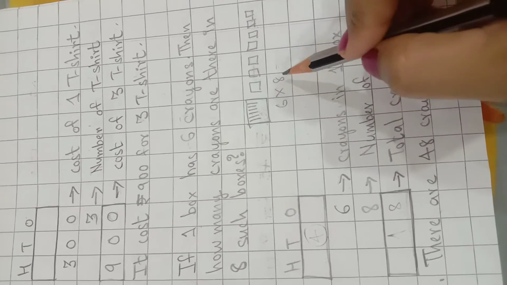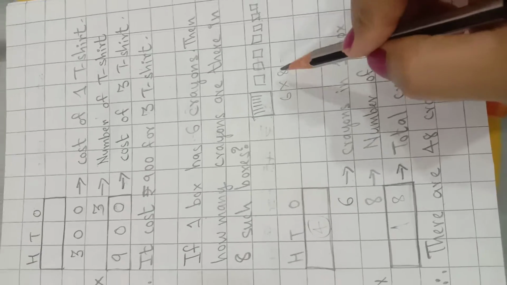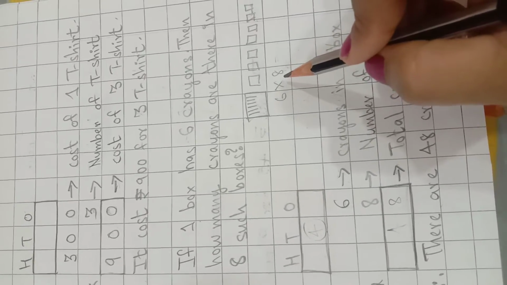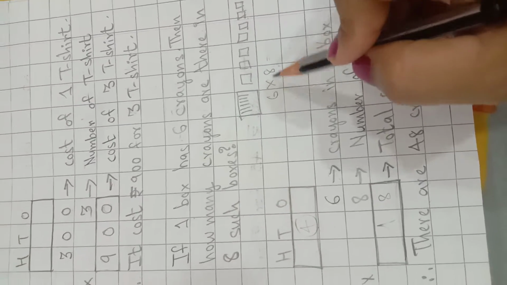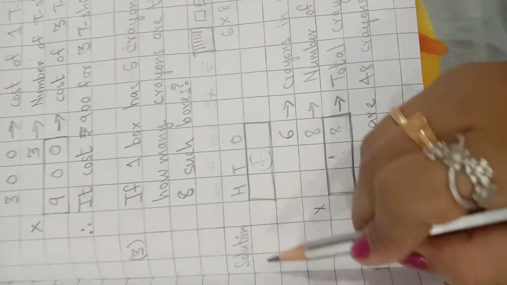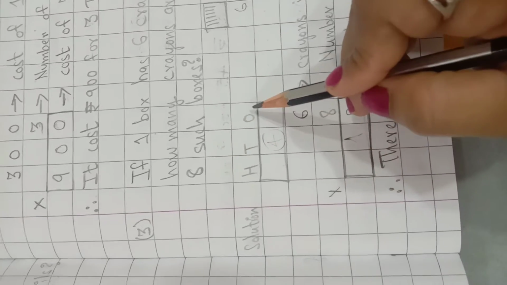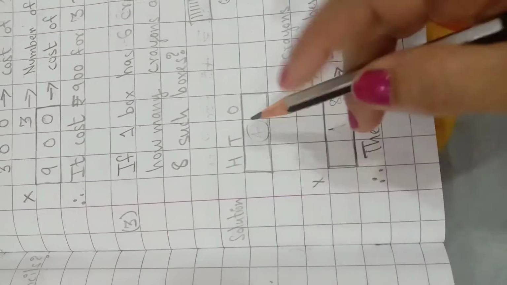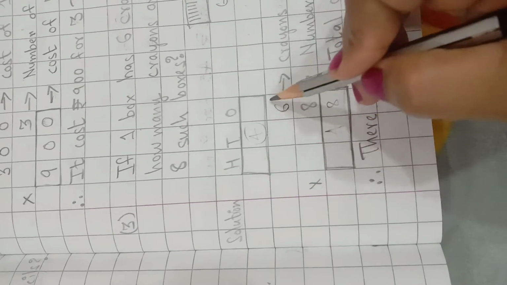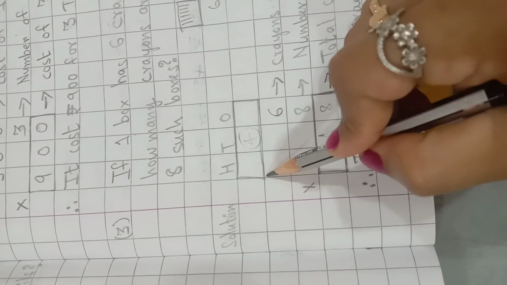Then we will get our answer easily. Okay. Now the definition for multiplication is repeated addition. So we will find out here what 6 eights are. Solution: first we will write here the multiplication ground, ones, tens, hundreds. Here draw one box for carryover.